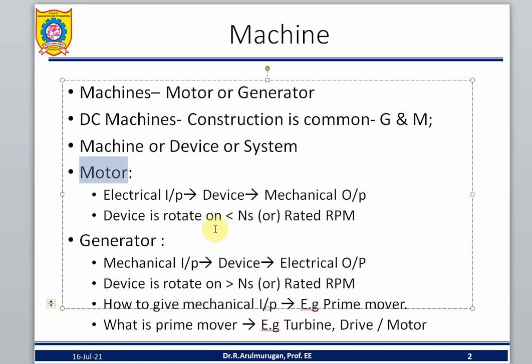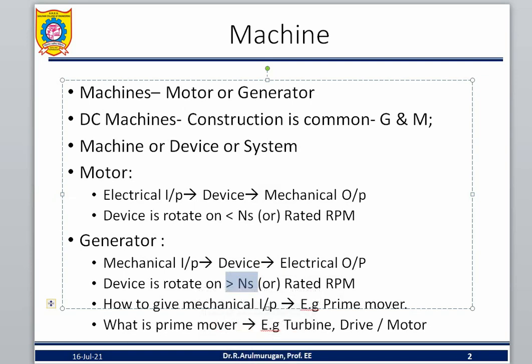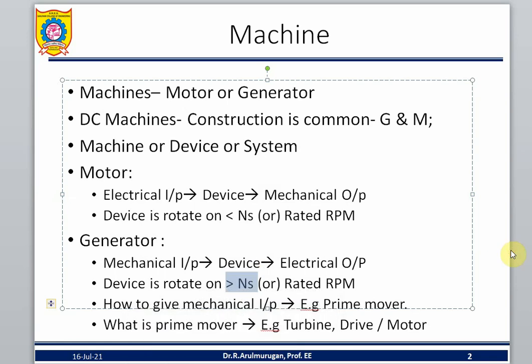What is the difference between motor and generator? Motor means it rotates below the rated RPM, or below the synchronous speed. Generator means above the synchronous speed. So that is the differentiation. Below rated speed means motor, above rated speed means generator.